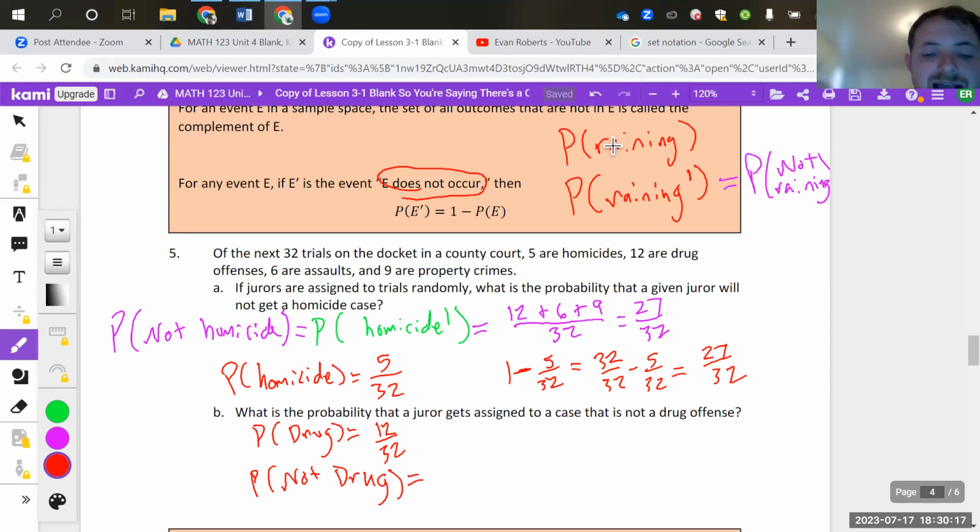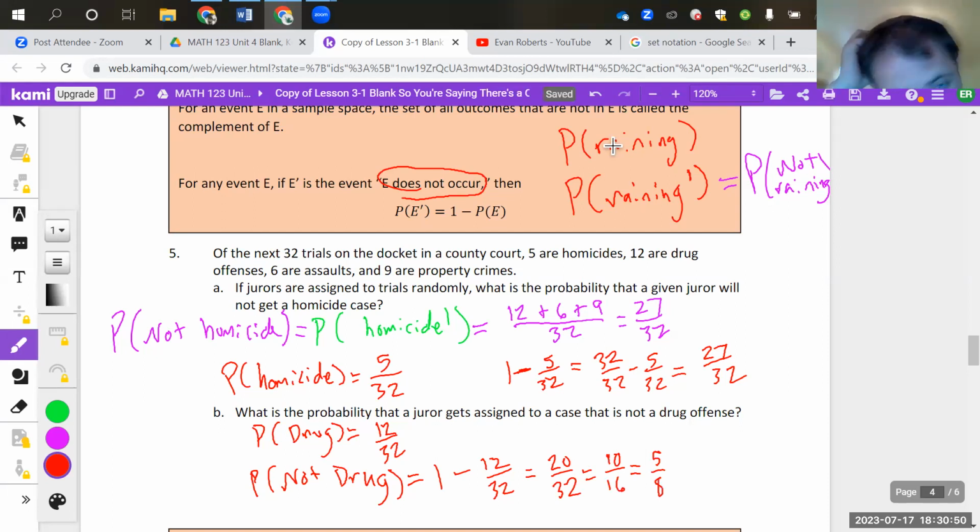If we wanted not having a drug, we would just do 1 minus whatever we got for the probability of the drug, which was 12 out of 32. So subtracting those two things would give you 20 out of 32. And I know we don't really want to simplify this, but just out of good habit, that's the same thing as 10 over 16. I just divide the top and bottom by 2. 10 and 16 are both divisible by 2 still, so we can do that again, and that would be a 5 out of 8 chance.